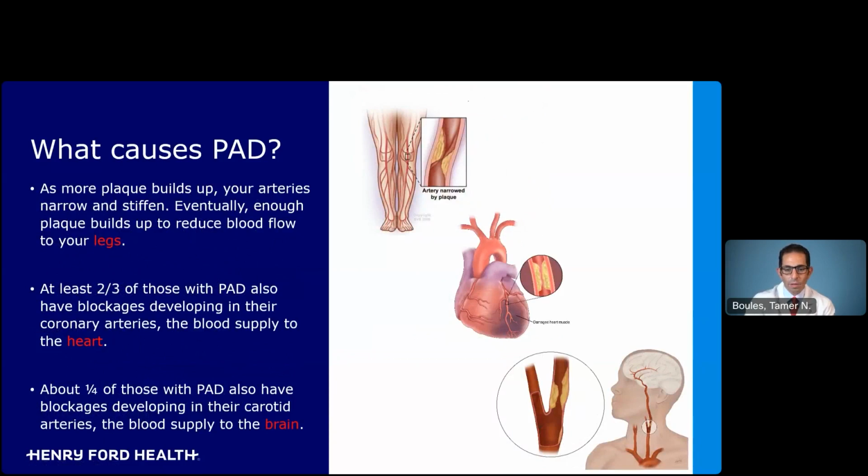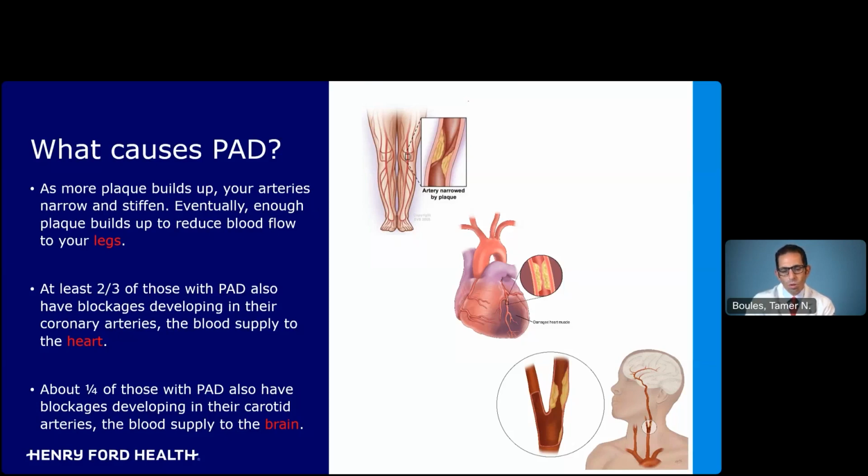As more plaque builds up, the arteries narrow and stiffen, as I mentioned, and eventually the blood flow is reduced significantly to your legs and can result in some of the symptoms that we'll talk about. Fortunately, your body has some alternative mechanisms to try to battle that, including the development of some side streets, or collateral pathways, we call them, that try to get around the blockage. But they're not always as good as the original blood flow that you had when the arteries are normal, and they're not always enough to provide the oxygen to your muscles and nerves in your legs.